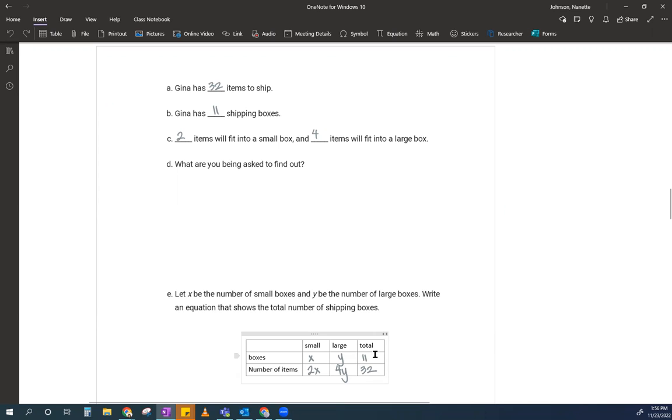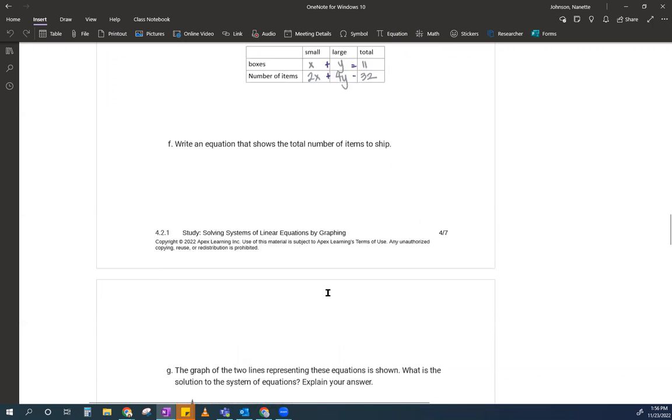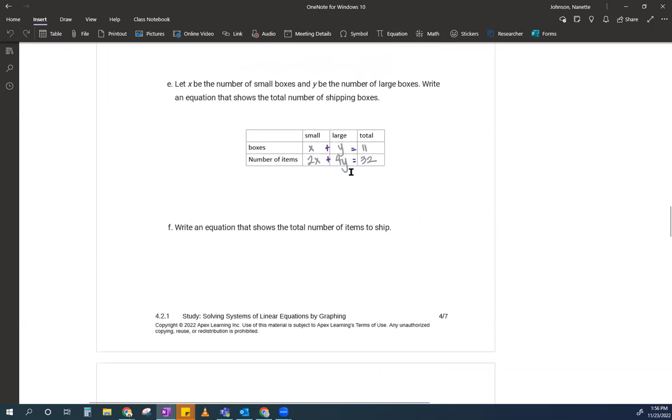So from here, this is basically my equation. X plus Y equals 11. 2X plus 4Y equals 32. So there, we wrote the equations. It's right here. I hope that makes sense.